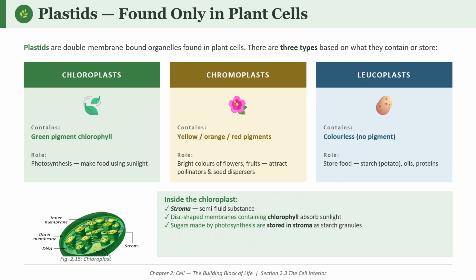Next, we are going to see the plastids. These are organelles found only in plant cells. Plastids are double membrane organelles found mainly in plants. They help in food synthesis, storage and also color production. We have different types of plastids: chloroplast, chromoplast and leucoplast.